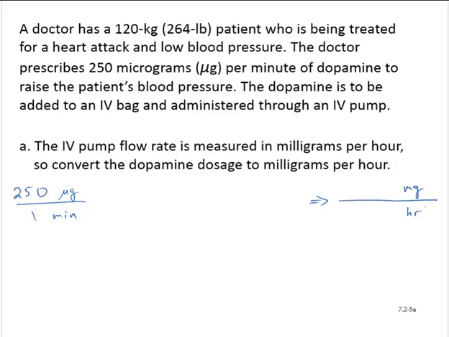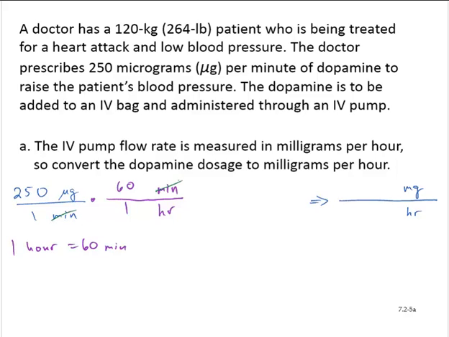Alright, so first, let's get rid of the minutes. That's the easy one. I know that 1 hour is equivalent to 60 minutes. So I'll multiply by the unit fraction. I've got to get rid of minutes, so I put minutes in the numerator, and let's put hour in the denominator, and fill in the numbers. So that gets rid of the minutes.